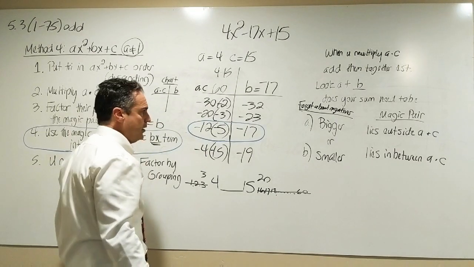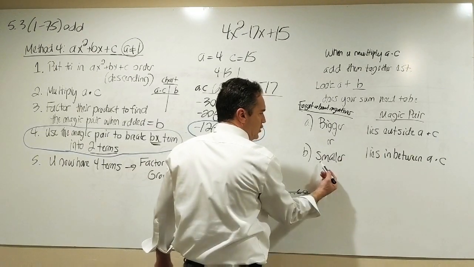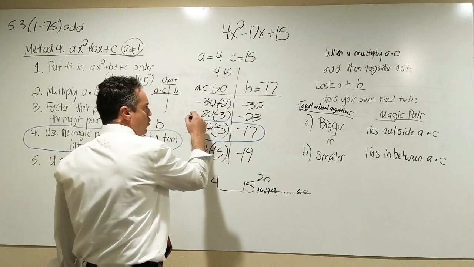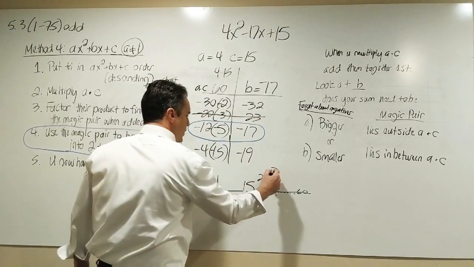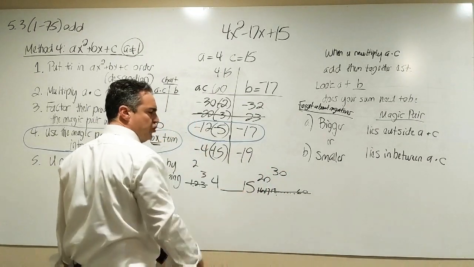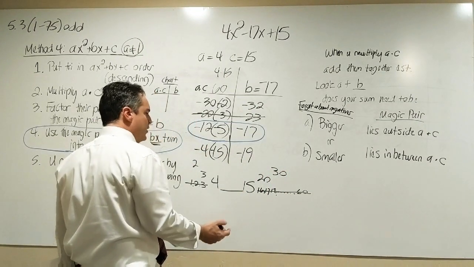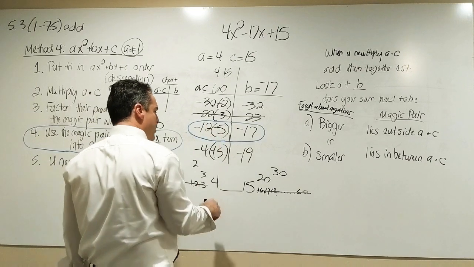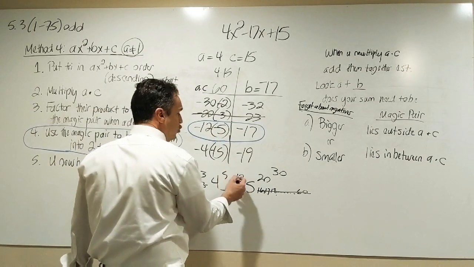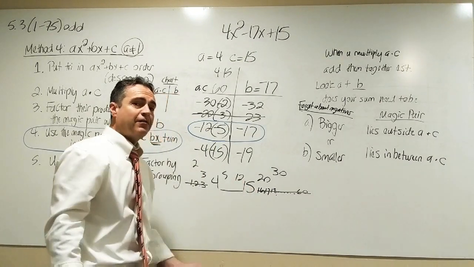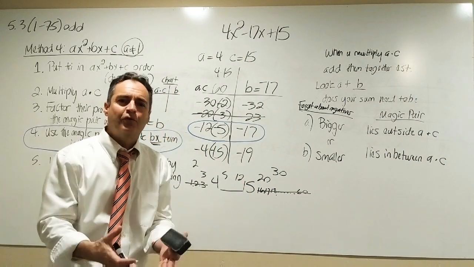Outside. Outside. And we said our magic pair is going to lie in between. So 3 and 20 become non-factors. How about 2 and 30? Did those lie outside or in between? Outside. Outside, okay? But notice the pair here. 5 and 12. 4, 5, 6, 7, 8, 9, 10, 11, 12, 13, 14, 15. That pair lies in between. So it proves this to be true.